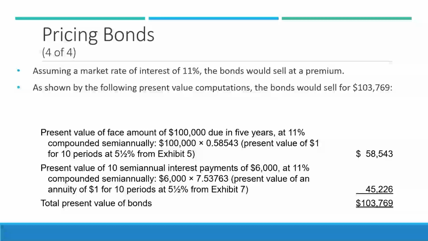And if the bond sells at a premium, then if the market rate of interest is less than 12%, which is the contract rate of interest, then the bond is going to sell at a premium because we're discounting it at a lower rate, and so it's going to be worth more today. And so then we would have to record again our debit to cash for the cash received of $103,000, and then we'd record the premium as a credit for $3,769, and then the bonds payable the face amount of $100,000.